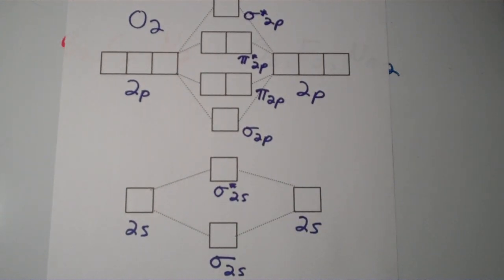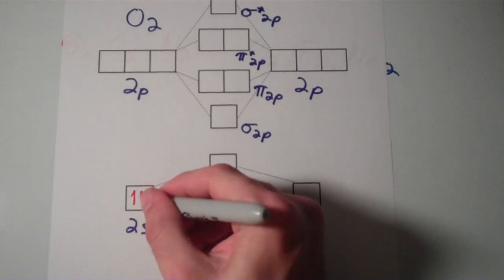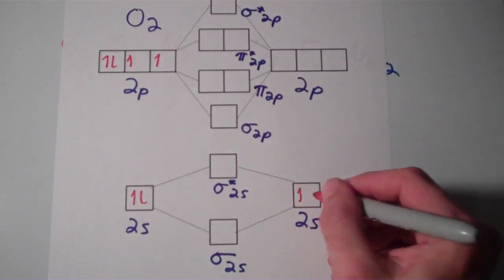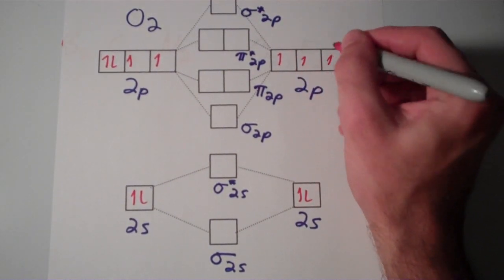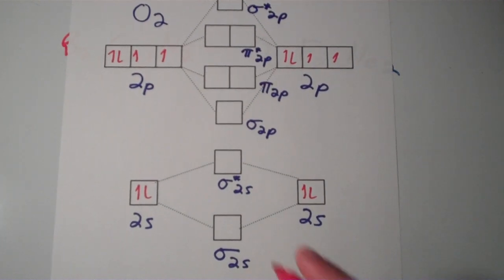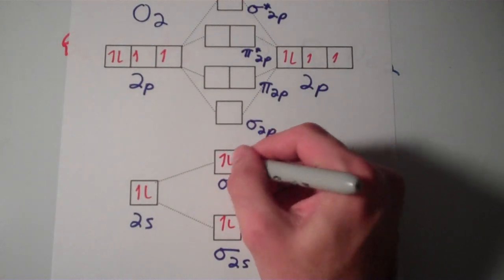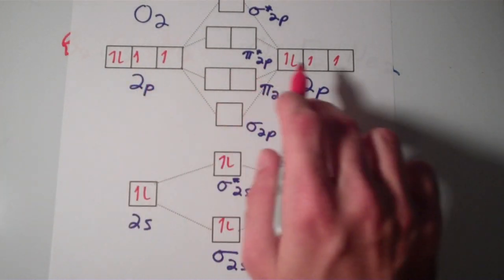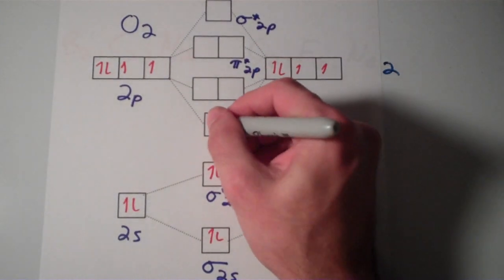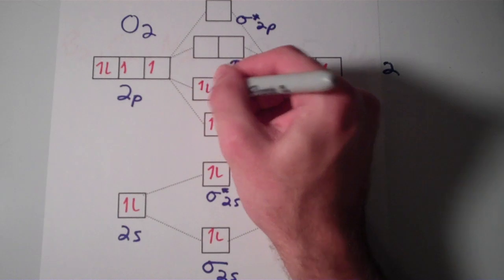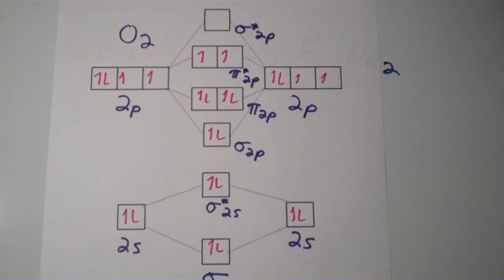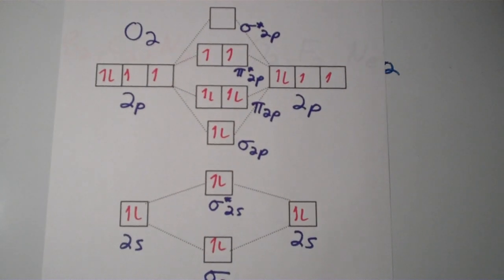Oxygen has 6 valence electrons, so it's going to look like this. The sigma 2s and the sigma 2s star, those are going to be filled up. And then it looks like we have 8 electrons coming in from the p orbitals. So we can fill them in like this. So this is what the molecular orbital diagram for diatomic oxygen looks like.